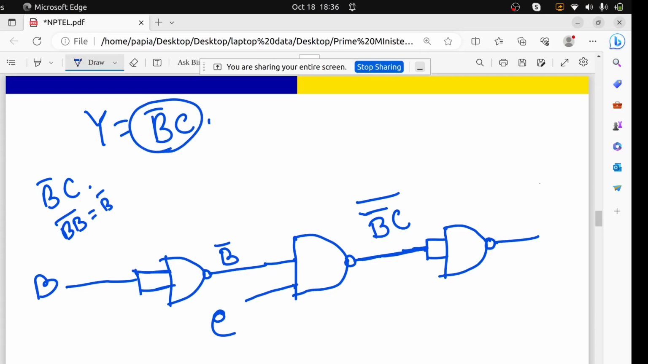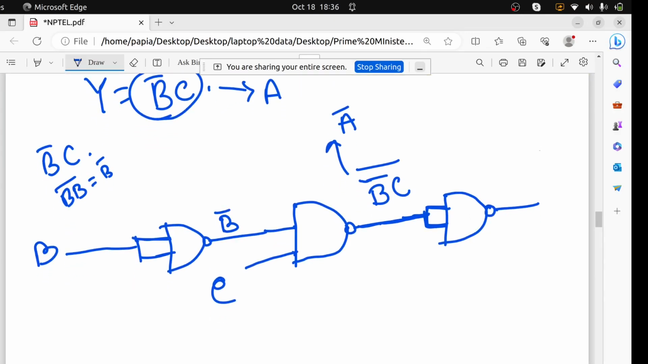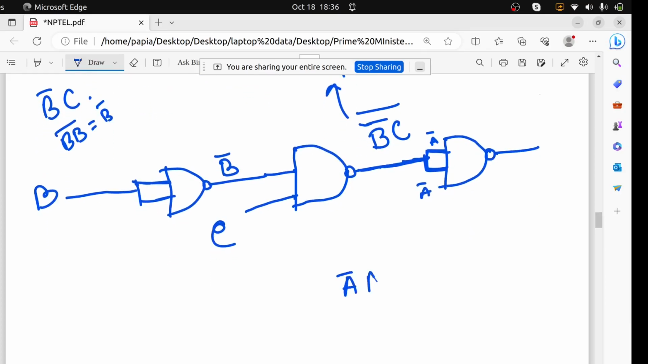So we want this one, let me tell you, this is A bar, but we want A. Then what should I do? This A bar I am putting as double input for another NAND gate. So if I am putting that into another NAND gate, then let me check. This one is A bar, this one is A bar. So the output will be what? A bar whole bar, right?